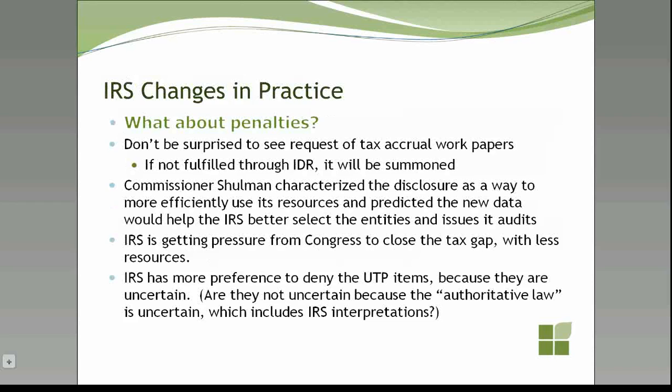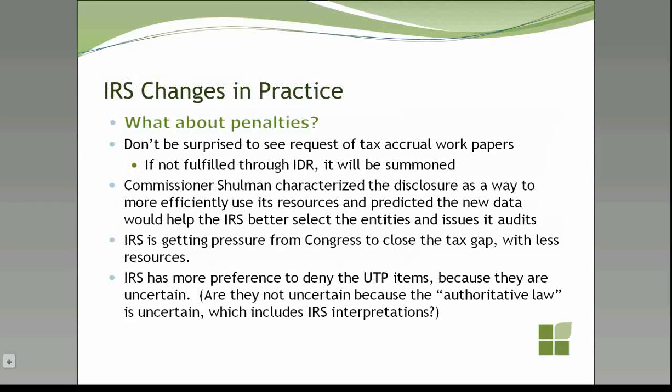And we've all known that Commissioner Shulman characterized it as a way to use their resources more efficiently, predict the new data, and help the IRS better select the entities and issues for its audits. What I'd like to visualize with everybody for a second is this: if I was the Commissioner and had this information at my fingertips, I would say, okay, we're going to do two things. We know what the bigger issues are: R&D credits, foreign tax credits, transfer pricing. Kind of fill in the gaps. Those are probably your bigger ones.